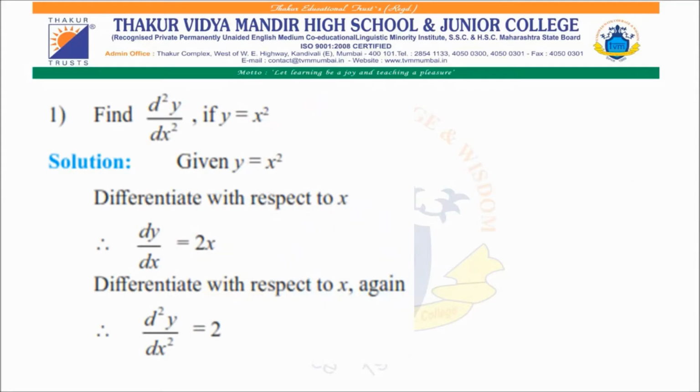Let's see an example. First is find d2y by dx2 if y equals x square. See the solution. Here function is given y equals x square. Differentiating it with respect to x, we get dy by dx equals 2x. Correct? Now differentiating it again with respect to x, we get d2y by dx2 equals derivative of 2x, which is 2. So second order derivative is 2. Clear?